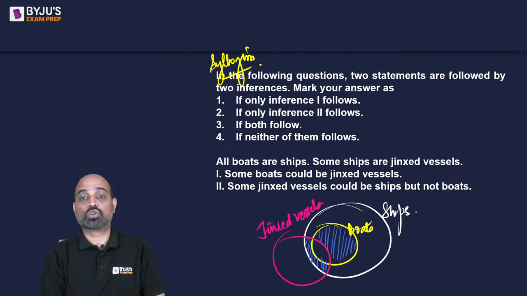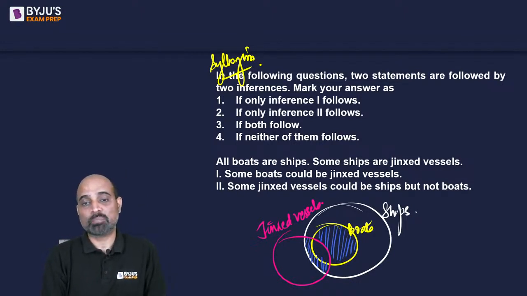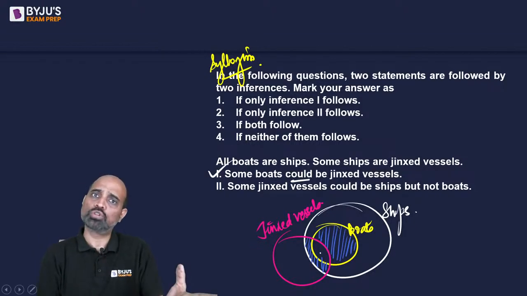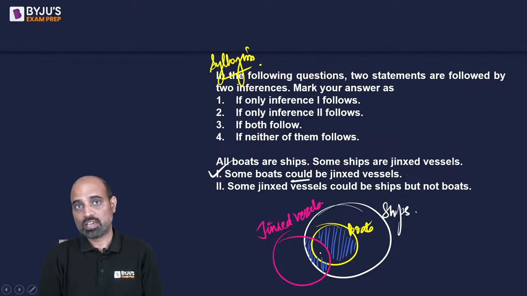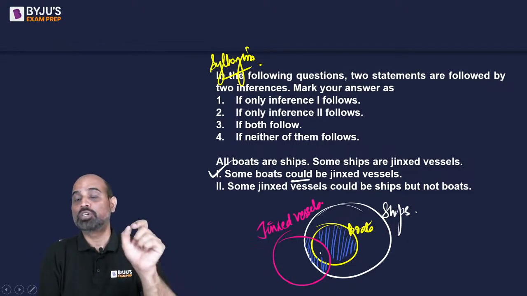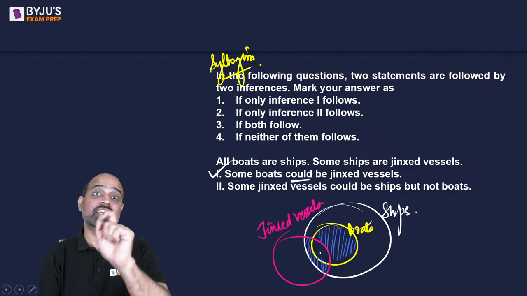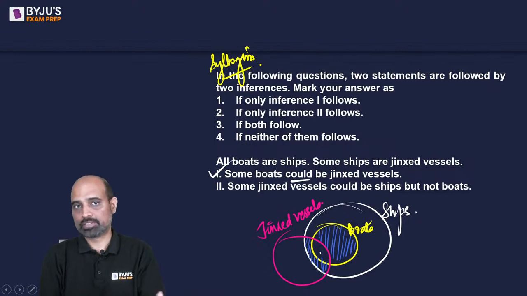Some boats could be jinxed vessels. So some boats could be jinxed vessels. Yes, because it uses the word could. Could means possibility. It can be, absolutely it can be. Instead of could, had it been some boats are jinxed vessels, the answer would be no, because it may or may not be. How can I say that it is? Right now it is could. So it is possible.